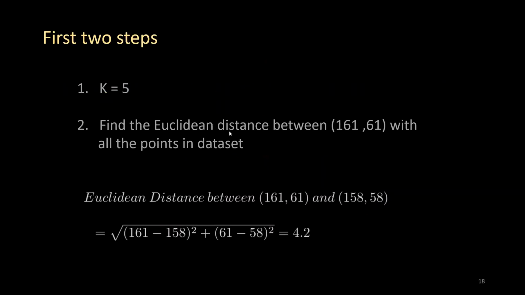Now it's time to calculate the distance of this new point with every point which is present in our data set. We know that this is our Euclidean distance. In Euclidean distance, we subtract the x coordinate from the x coordinate and the y from the y coordinate. That is, we will subtract 158 from 161, then we will take the square. Then we subtract 58 from 61, then we will take the square. We will add them and we will take the square root. So here is the distance of the new point with the first data sample. Similarly, we calculate the distance of this new point with the second, with the third, and with all the points present in our data set.